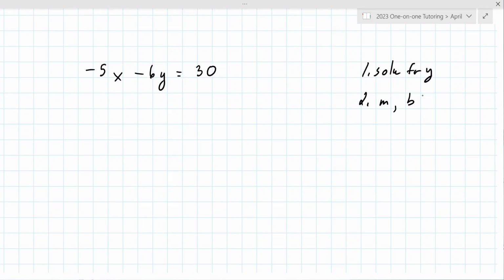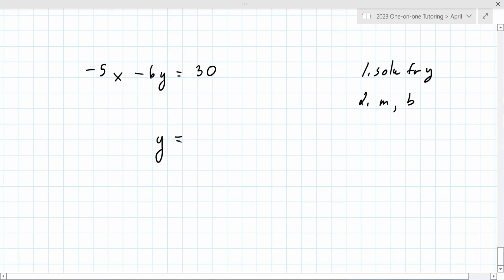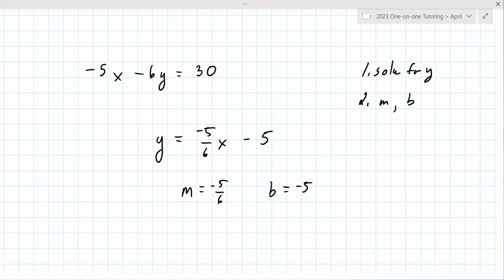Okay. So I got y equals -5/6 x plus -5. Yeah, -5 basically. Good. Looks good to me. What is the slope? What is the b value? The slope is -5/6, the b value is negative, or just -5. Good. Excellent. Okay. Let's do solve by graphing.